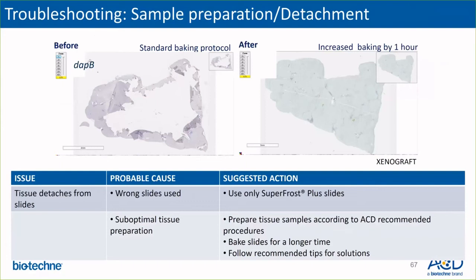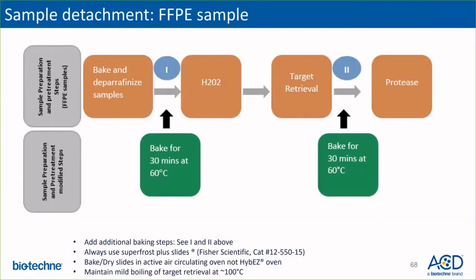These apply to all assay types. If you are observing detachment after hydrogen peroxide or target retrieval, then add a baking step before hydrogen peroxide. Or if you are observing tissue coming off from the slides after protease treatment, add an additional baking step before that. Both baking steps are for 30 minutes at 60 degrees in a circulating dry oven.